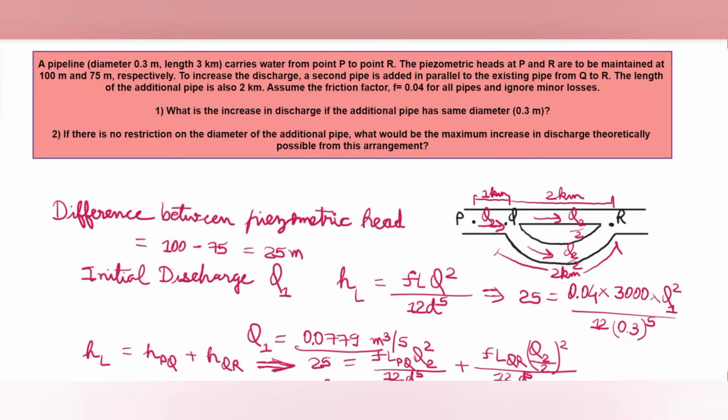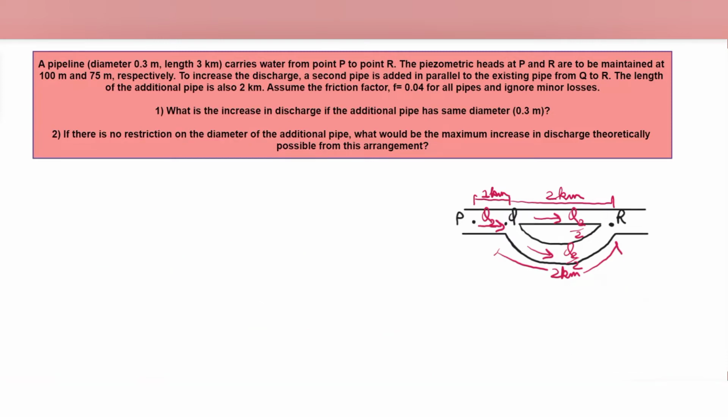Here in this question, we are having two sub-questions. So the second question is, if there is no restriction on the diameter of the additional pipe, what would be the maximum increase in discharge theoretically possible from this arrangement? In the first question, it was clearly stated that we have to use the same diameter, which is 0.3 meter, and here it is given that there is no restriction on the diameter. So for this case, what will be the increase in the discharge?